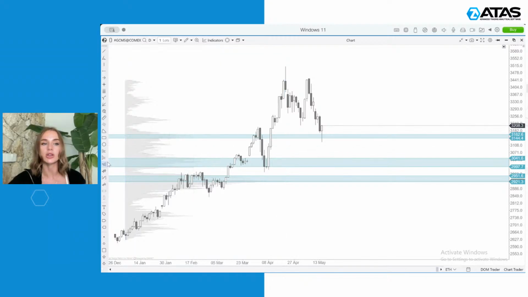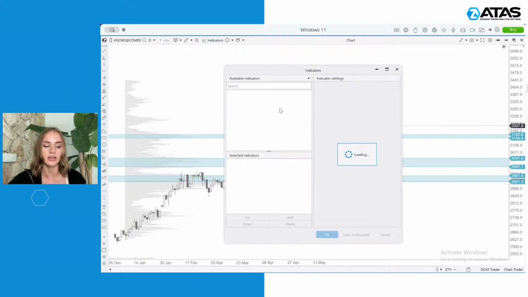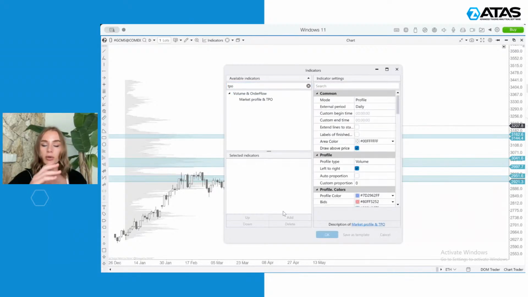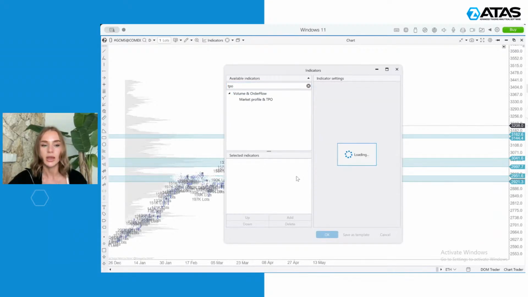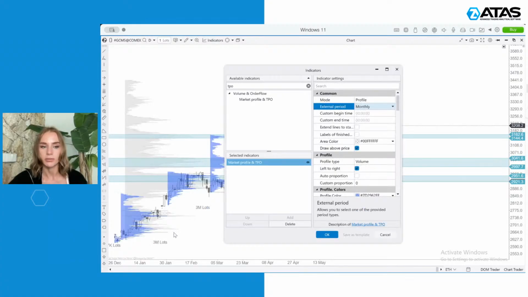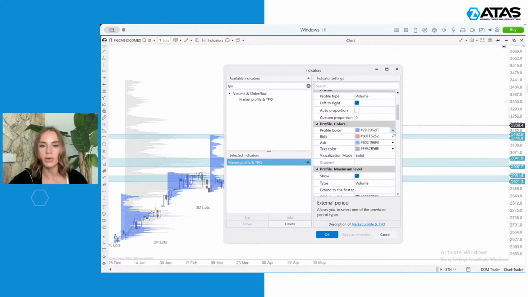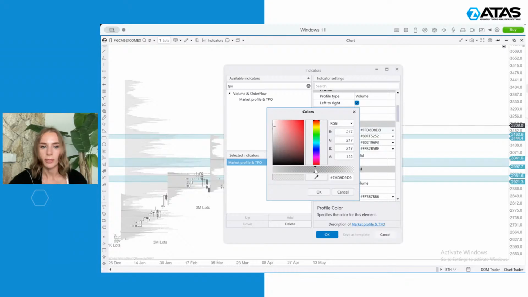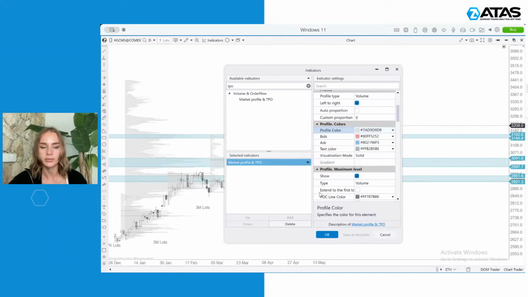So I first determine it using the market profile and TPO. What you can also do is go to the indicators, and this also helps me to determine it. You also search for the market profile and TPO indicator, because before we used the drawing tool, now the indicator. And I'm going to set it to the monthly time frame. Here, I'm going to change my profile color to lighter gray, a little darker gray perhaps, and a little more transparent right here.